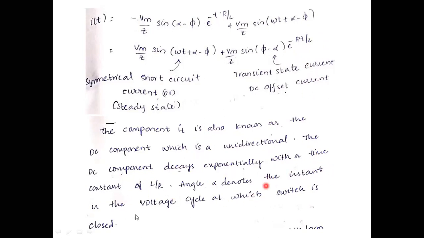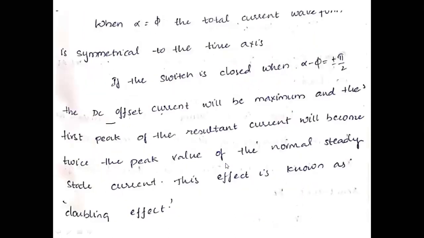So angle alpha denotes the instant in the voltage cycle at which the switch is closed. So this alpha indicates at what point you are going to close that switch. This DC offset current or transient state current is directly proportional to the exponential function. So that's why this is an exponentially decaying function. So this DC component is an exponentially decaying function, right?